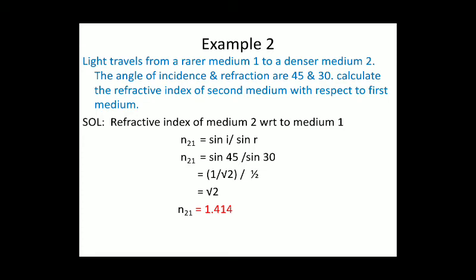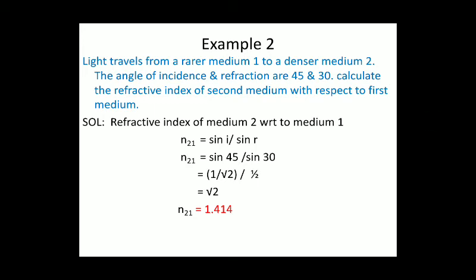So sin 45 upon sin 30, and as per the trigonometric values, these are fixed values you will be learning in your maths trigonometry: sin 45 is a fixed value, that is 1 upon root 2, and sin 30 is 1 by 2. After solving it, root 2, that is 1.414. My dear students, please try to do these numericals on your own. Write the question and try to do the solution using the formulas.